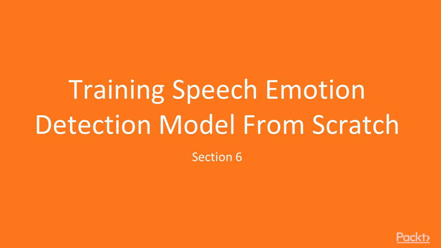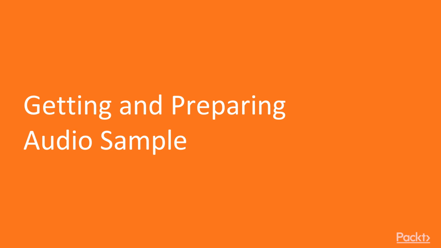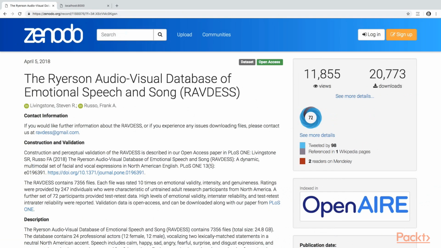Hello and welcome to section 6. In this section we'll be training our model for speech emotion detection from scratch. To do that we need to first get and prepare audio samples. So let's first have a look at what kind of dataset we can actually use for this task, because we need to have quite a lot of data to actually train our model.